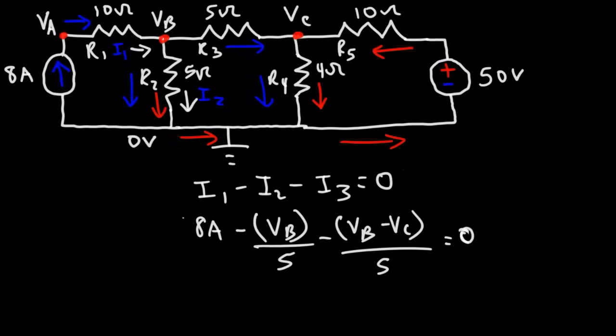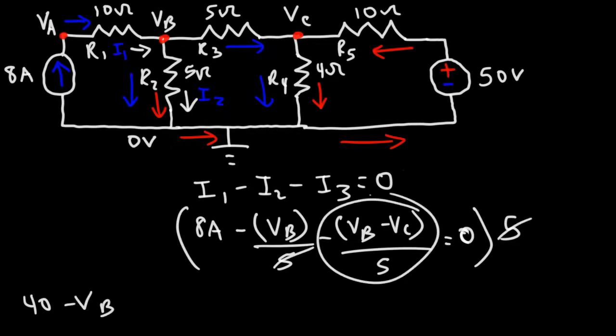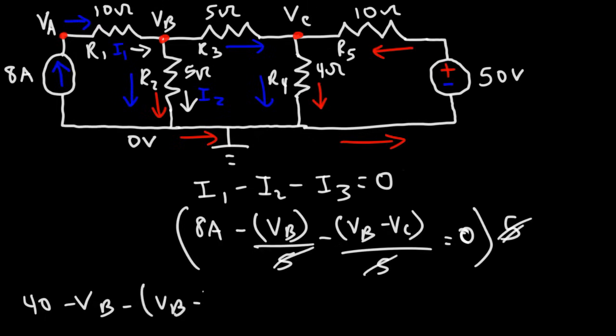Now let's simplify this equation. Let's multiply every term in this equation by 5. So we have 8 times 5, which is 40. And then this fraction times 5. The 5's will cancel, giving us negative VB. And then this fraction times 5. The 5's will cancel again, giving us negative VB minus VC. And 0 times 5 is still 0.